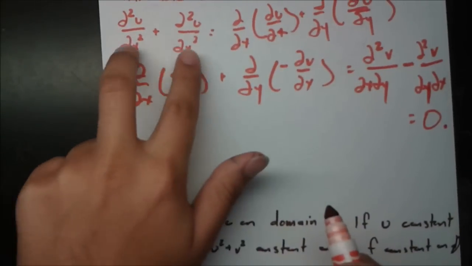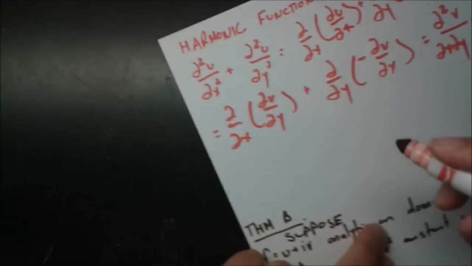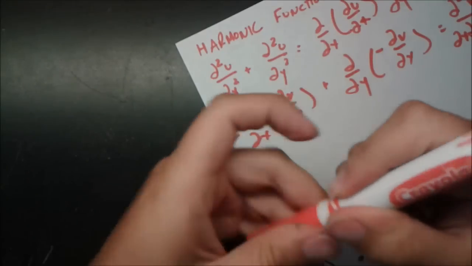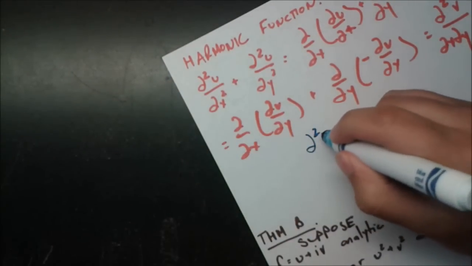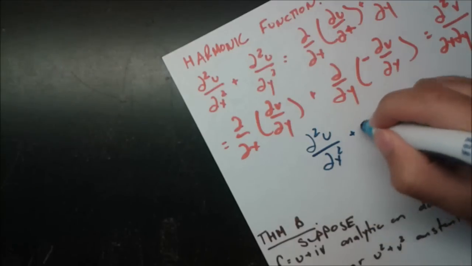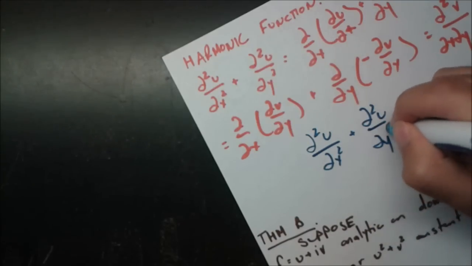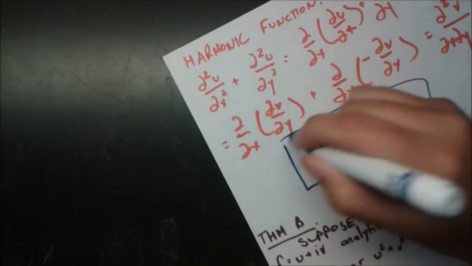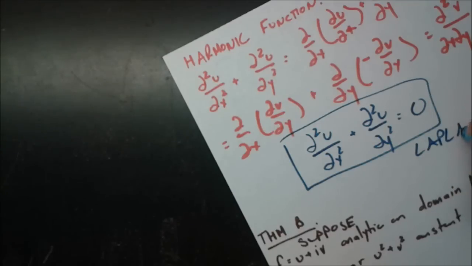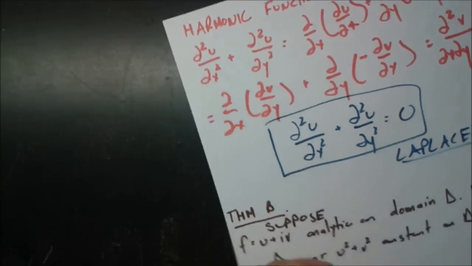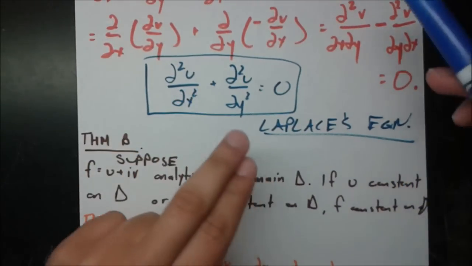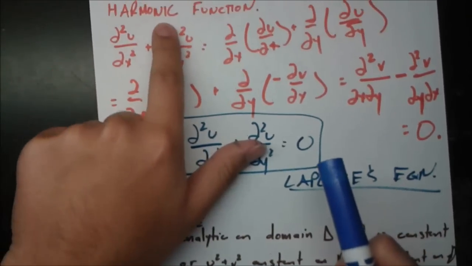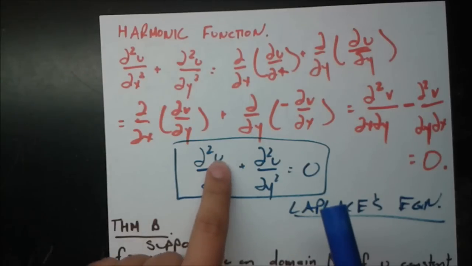So what do we find overall? We found that this first thing is equal to 0. I'll write this in a different color. We found that d squared u dx squared plus d squared u dy squared equals 0, and this is called Laplace's equation. Any function, in this example u, that satisfies Laplace's equation is called a harmonic function. So that means u is a harmonic function.